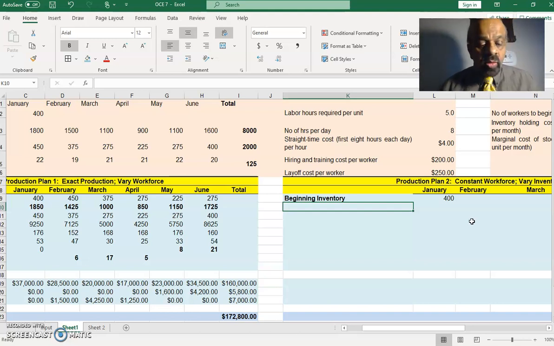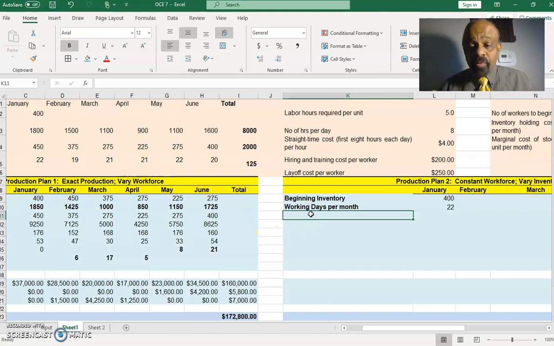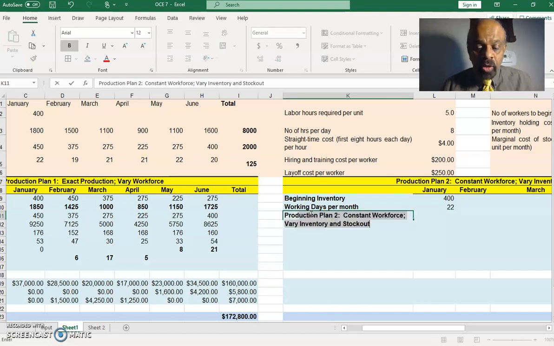The first thing I want to do is working days per month. This is also given to me, and that is going to be 22 days. So working days per month for January is 22. I'm going to have 40 people. That's it. So I can calculate the production hours that are available to me.